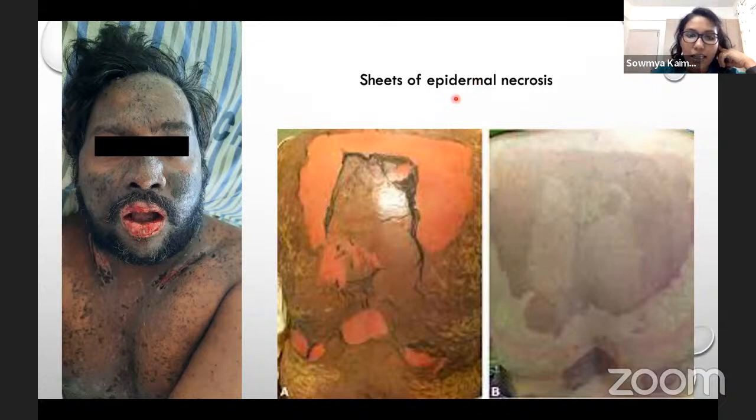So TEN is a disease with a high mortality, and it's understandable, isn't it? When you have such extensive skin loss, you are prone to all the various complications that can arise out of skin loss. So these patients essentially behave like burns patients. In fact, in some parts of the world, TEN patients are managed in burns wards.